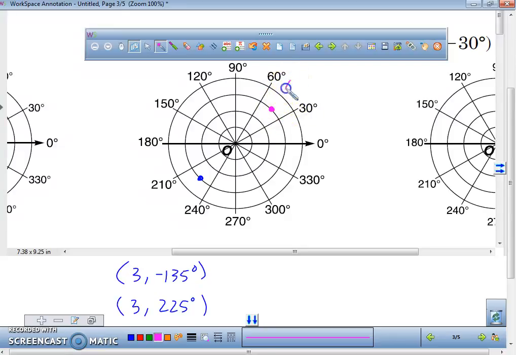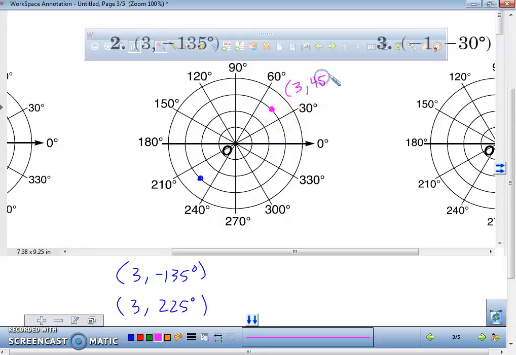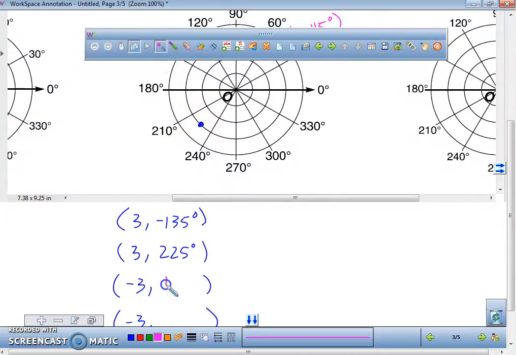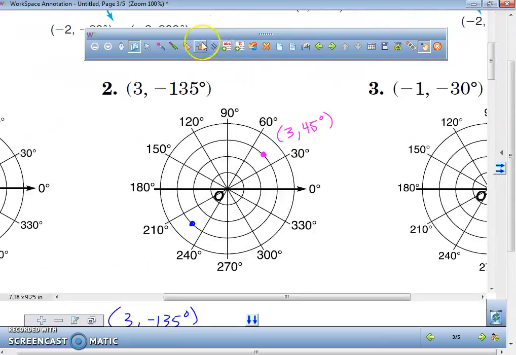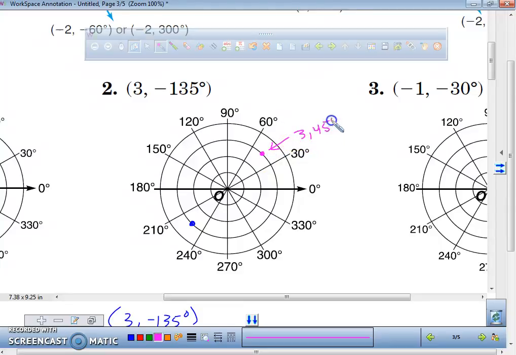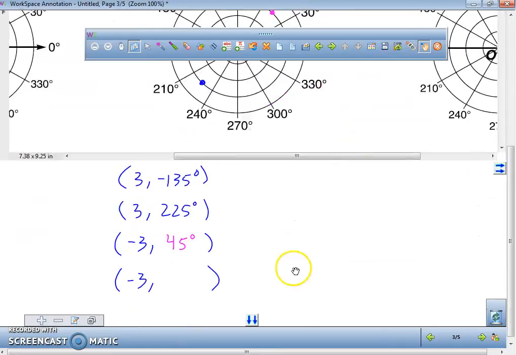Okay? Now, everybody, this point right here, I could call this point technically 3, 45. But watch what happens if I take this point and I move it across. What would that become? Negative 3, 45. Let me show you what I did there, okay? Right now, I'm going to go 45 degrees from the third ring and put it right here. So that point right there is 3, 45 degrees. But if I take this point and move it over here, that becomes negative 3, 45.